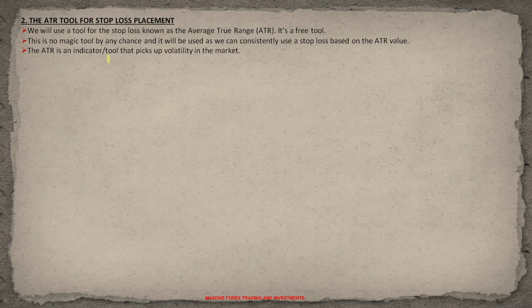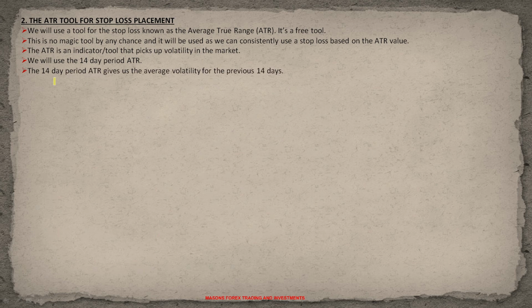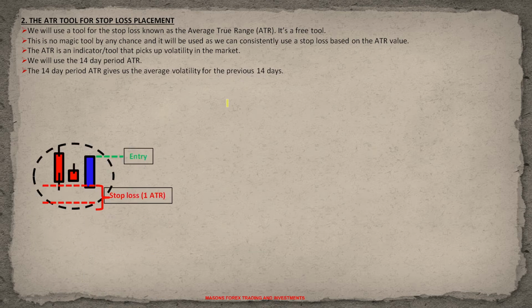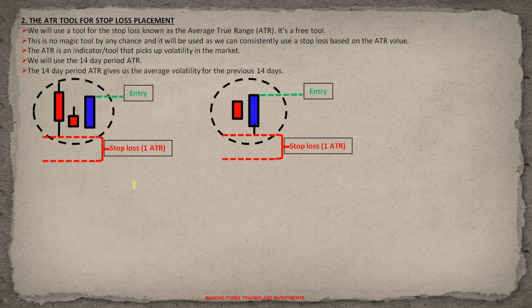The ATR is an indicator tool that picks up volatility in the market. We will use the 14-day period ATR. The 14-day period ATR gives us the average volatility for the previous 14 days. Here's some other examples on how to use the stop loss and ATR tool.